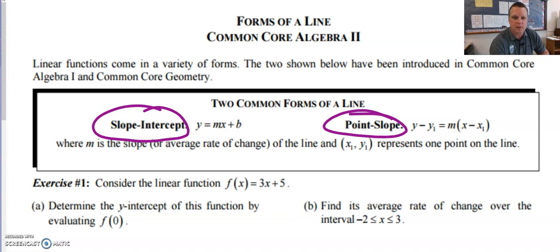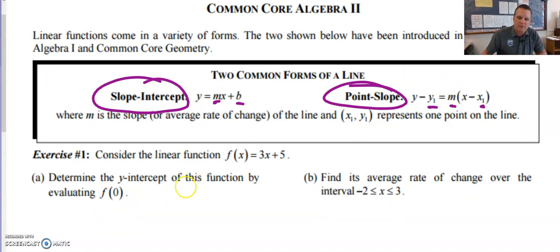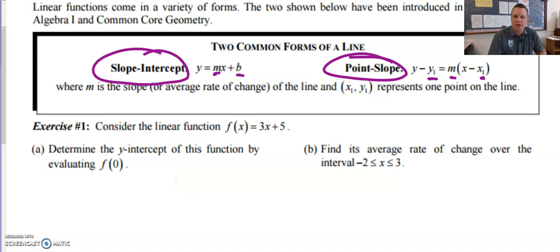Slope-intercept: M is your slope, B is your y-intercept. Hence the name slope-intercept. Point-slope: x1, y1 is a point, M is the slope. So the name is right in the equation. So you have to be very careful what they're looking for. If they specifically ask for one of the lines in a certain form, then you have to make sure you give it to them in that form.